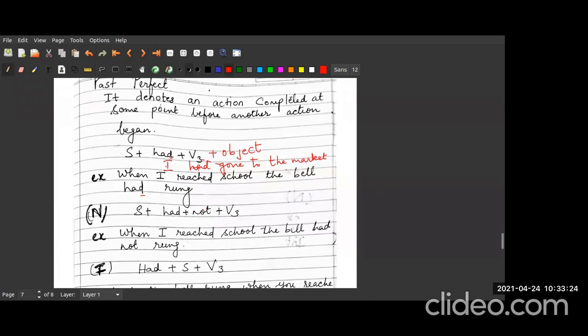Past perfect is clear? Hello? Yes, ma'am. पूछना है किसी को? So what do you use in past perfect? Had plus V3. So in past perfect, you use had plus V3. When I reached the school, the bell had rung. This is had and this is the V3.